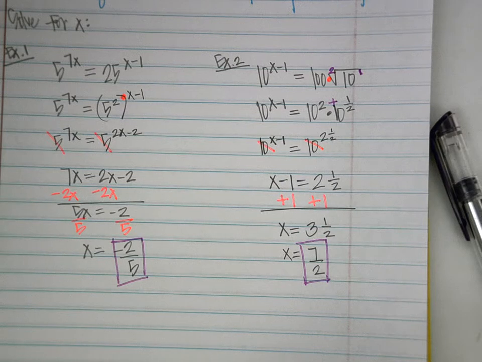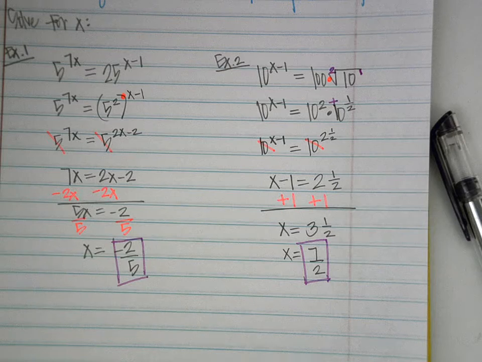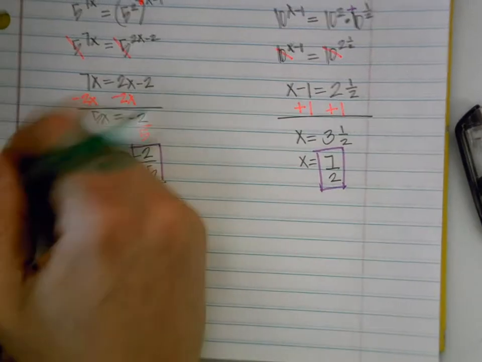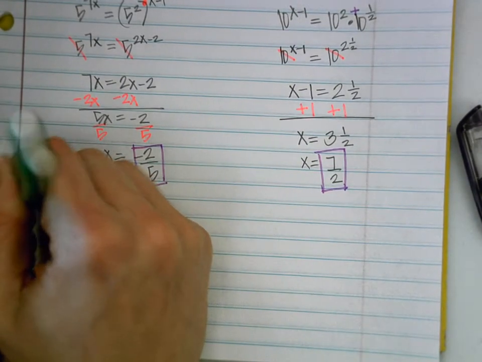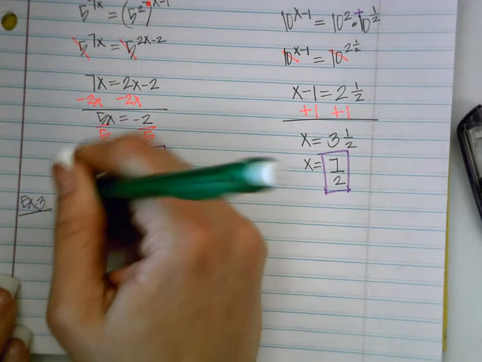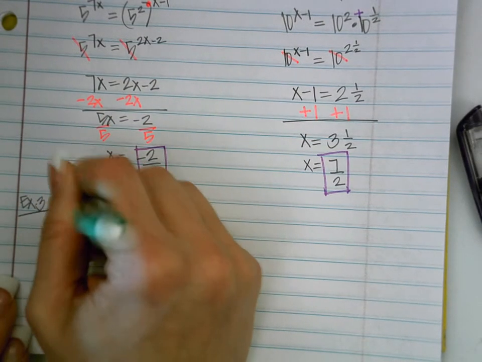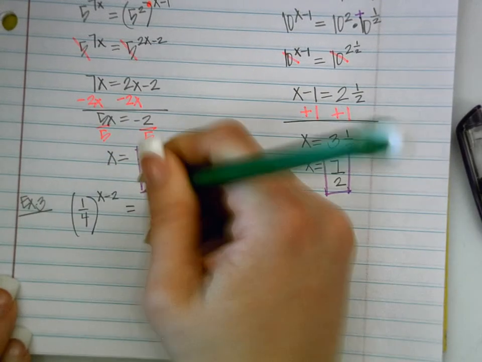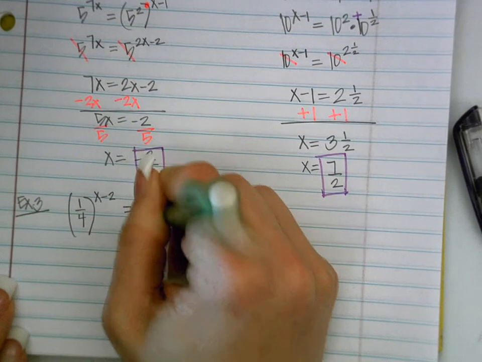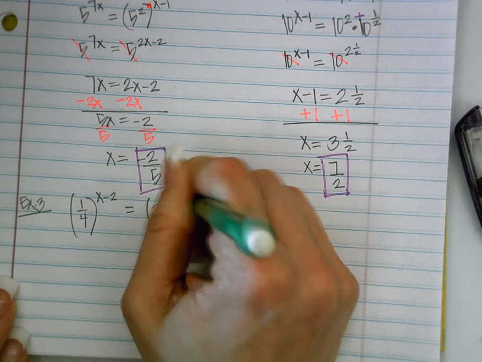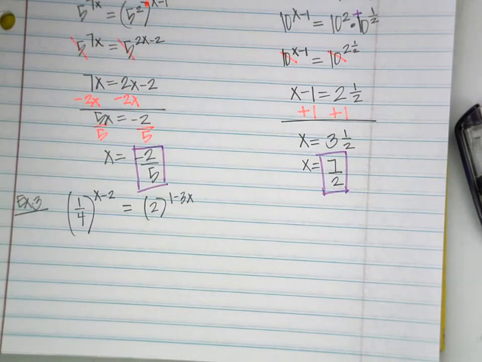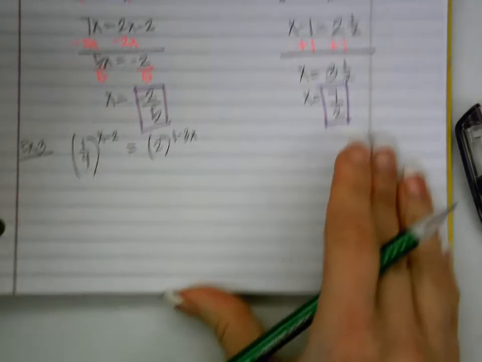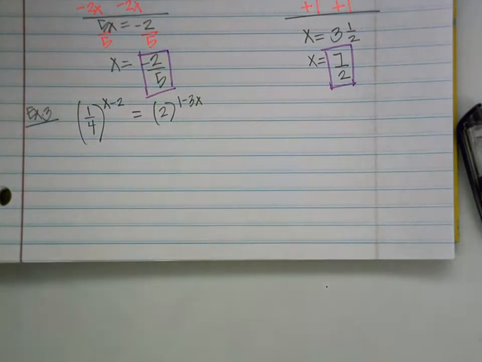Any questions so far? Okay, let's try another one. Number 3. Let's try (1/4) to the x minus 2 power equals 2 to the 1 minus 3x power. 1/4 to the x minus 2 power equals 2 to the 1 minus 3x power.